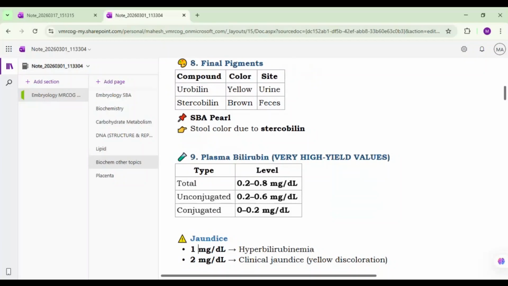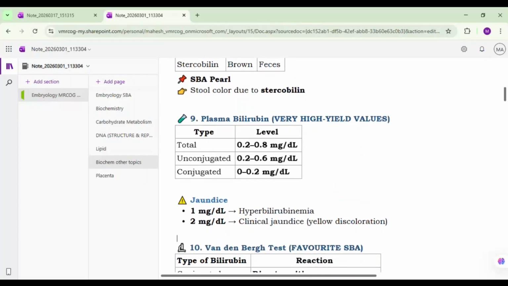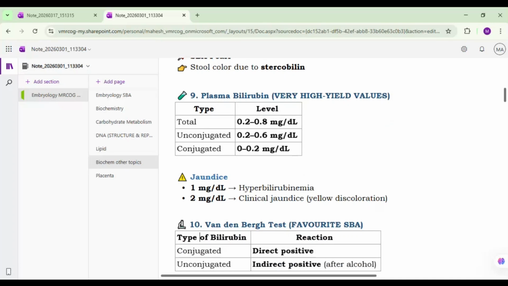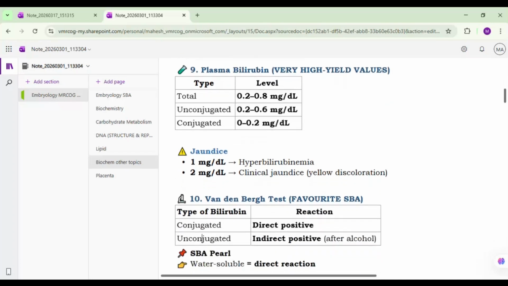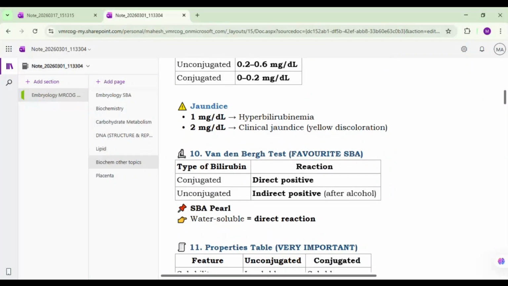Then plasma bilirubin level: total bilirubin is 0.2 to 0.8 milligram per deciliter. Unconjugated is 0.2 to 0.6 milligram per deciliter, and conjugated is 0 to 0.2 milligram per deciliter. Hyperbilirubinemia is when the level is more than 1 milligram per deciliter, and clinical jaundice is seen when the level exceeds 2 milligram per deciliter.